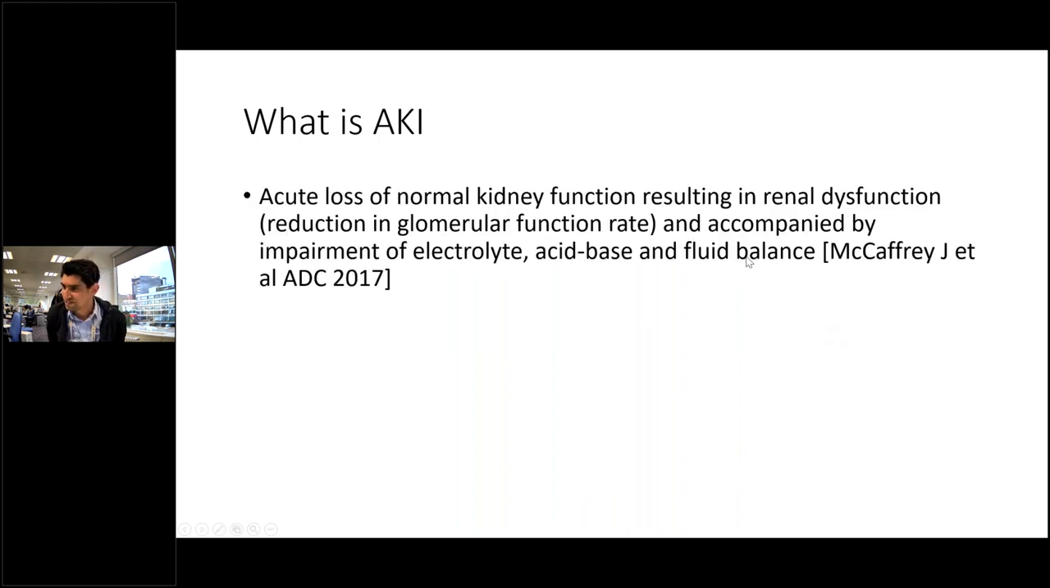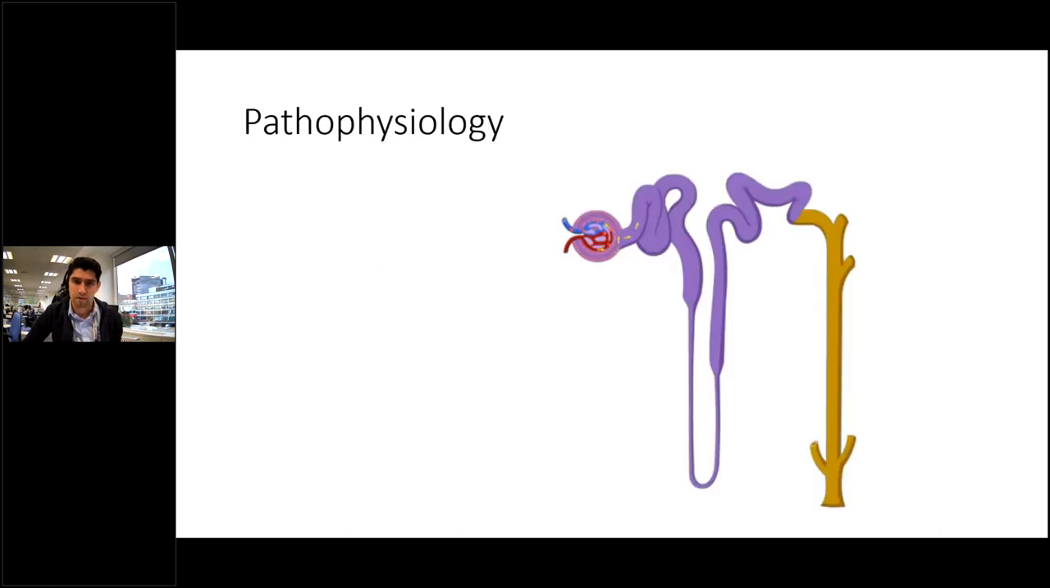So I'll carry on. It's an acute loss of normal kidney function, resulting in a reduction in your GFR, glomerular filtration rate, accompanied by an impairment of electrolyte, acid base, and fluid balance. It's a very neat way of describing the whole cascade of things that happen during acute kidney injury, but I think it's always worth taking these definitions a bit further and trying to understand exactly what's going on with some of the pathophysiology behind these processes.